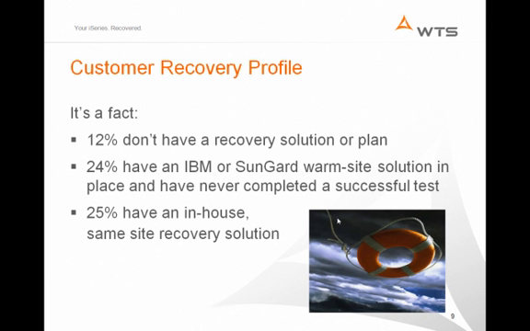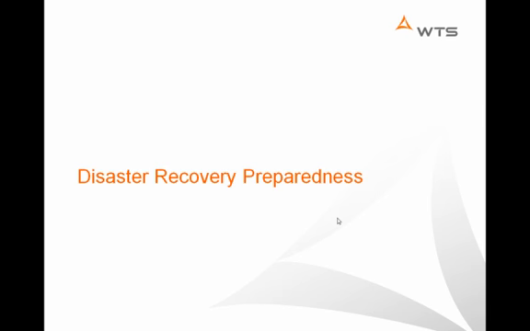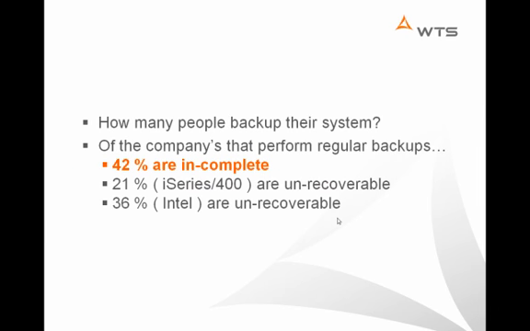Customer profile. 12% don't have a recovery solution or plan in place. 24% have a third-party warm site solution, but have never completed a successful test at that location. 25% have an in-house, same site or alternate site recovery solution. A poor availability solution always guarantees loss of data, disruption to your business, internal conflict during the disaster, and potentially lost customers. How prepared are we for a disaster for our organizations?